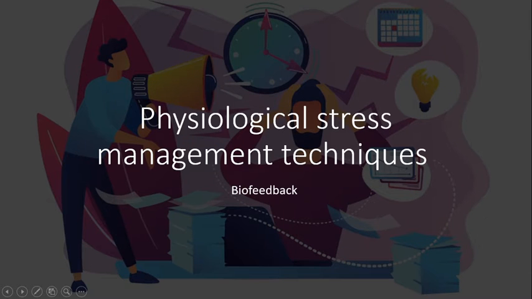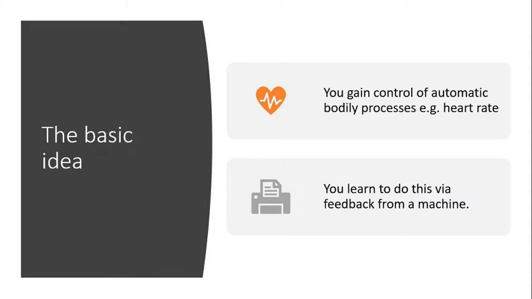Right then, hello Year 2, this is Unit 3 for BTEC Applied Psychology, and this is Content Area C2. This is looking at treatment and management of addiction and stress. This particular lesson is going to be on physiological stress management, basically physical ways of managing stress, and we're looking at something called biofeedback. This links with page 82 and 83 of your textbook.